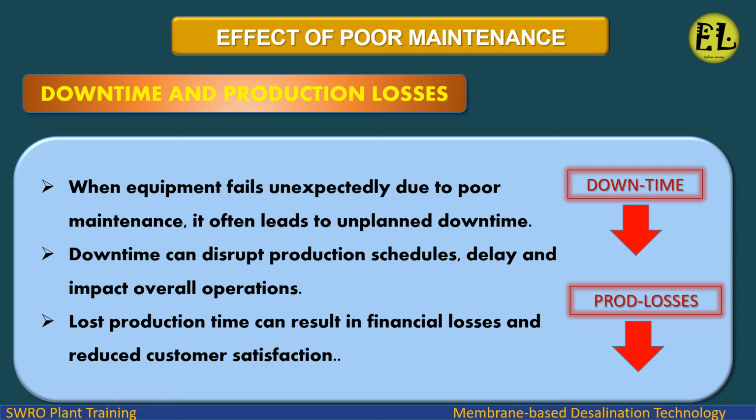Downtime and production losses. When equipment fails unexpectedly due to poor maintenance, it often leads to unplanned downtime. Downtime can disrupt production schedules, cause delays, and impact overall operations. Lost production time can result in financial losses and reduced customer satisfaction.